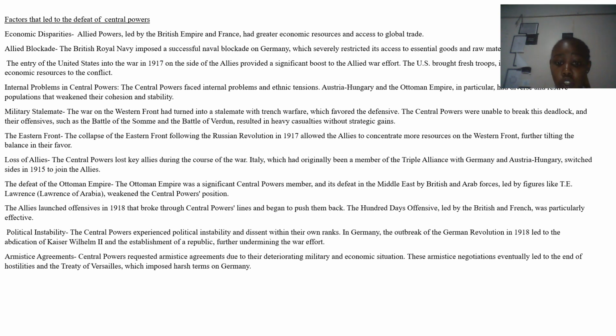Then there was also political instability. The Central Powers experienced political instability and dissent within their own ranks. In Germany, the outbreak of the German Revolution in the year 1918 led to the abdication of the Kaiser. That was one of their leaders. Then the Armistice Agreement. The Central Powers required an Armistice Agreement due to their deteriorating military and economic situation.